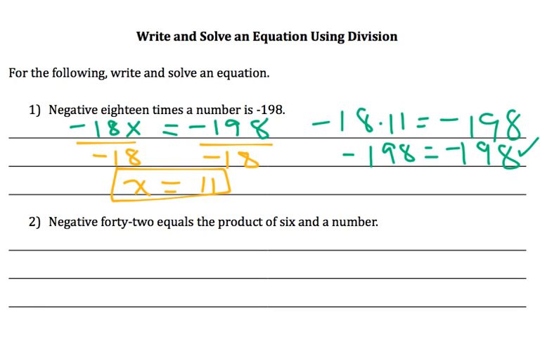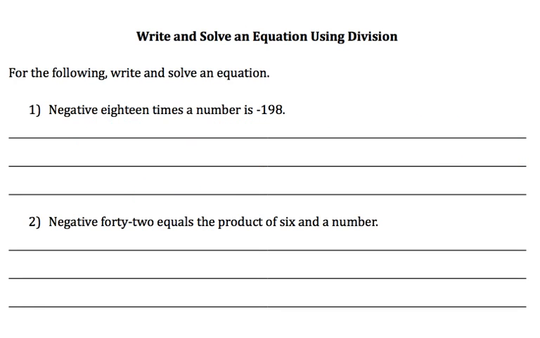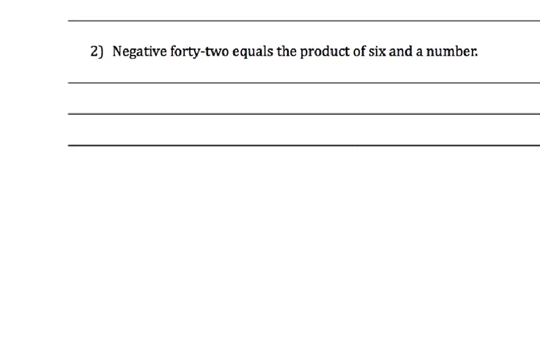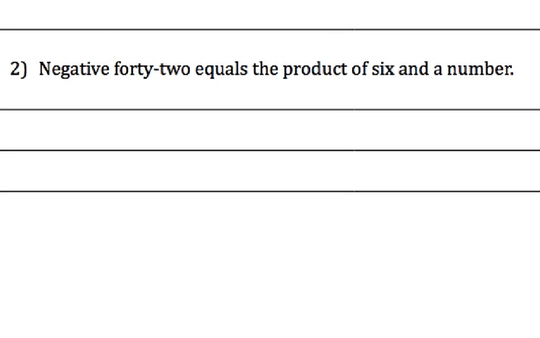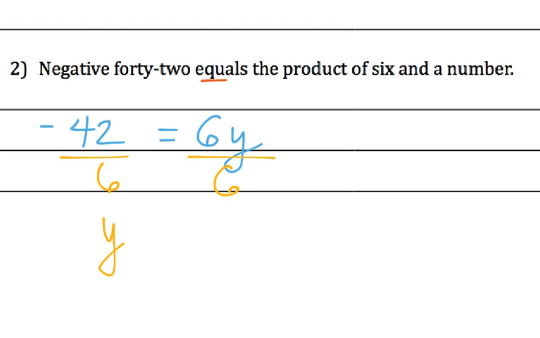Negative 42 equals the product of 6 and a number. Instead of saying is, the new word here is equals. Negative 42, without anything else attached to it, equals the product of 6 and a number. This problem begins with multiplication, and the number attached to the variable is 6, so the opposite of multiplication is division, and when we divide this from both sides, I'm just going to fling the y to the left, make sure that I know that I have a negative divided by a positive, and then I get negative 7.